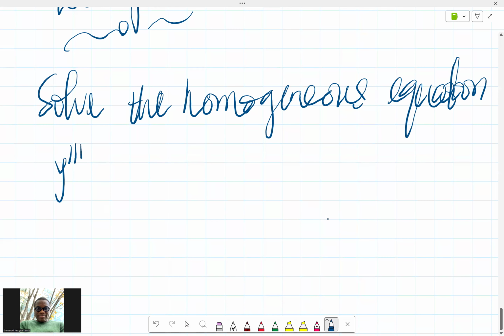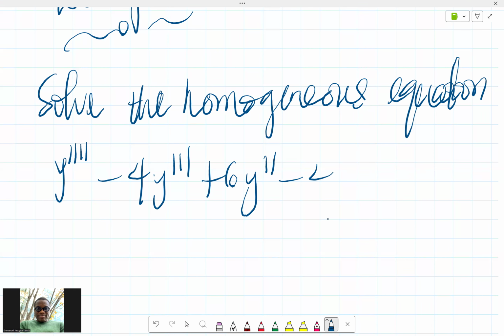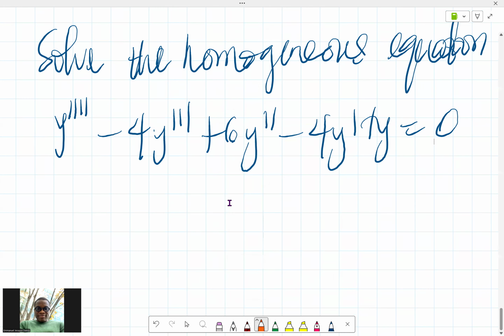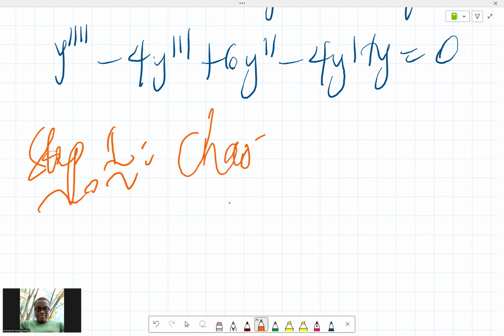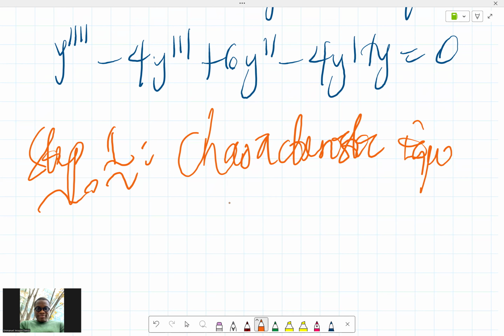y'''' (the fourth derivative) minus 4y''' plus 6y'' minus 4y' plus y is equal to 0. That's what we're solving. If we are solving this, we go for step one, like we already know. Though it's higher order, it's basically the same idea. So we have the characteristic equation.